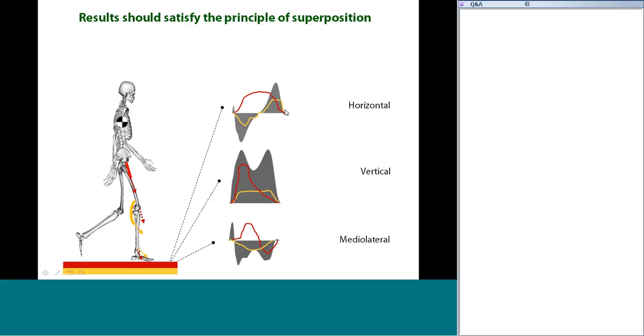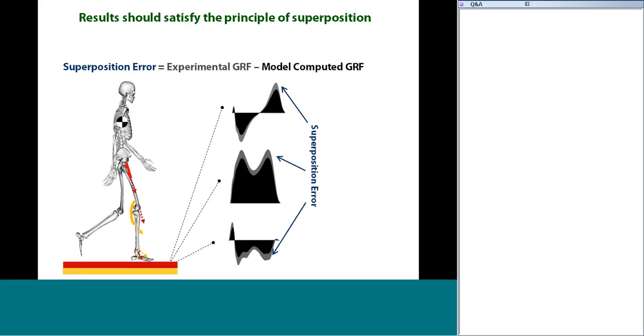So our results should at least satisfy the principle of superposition. But sometimes that doesn't always happen. You get a superposition error, which means your experimental ground reaction force here in gray is a little bit different to what your ground contact model calculates when you add up all the muscle contributions to the ground reaction force. And ideally, you want this superposition error to be as low as possible. Or in other words, you want the experimental ground reaction force to match the model computed ground reaction force as closely as possible.